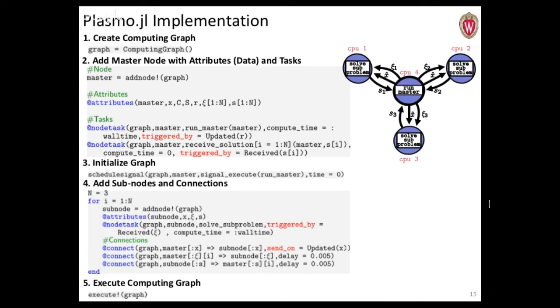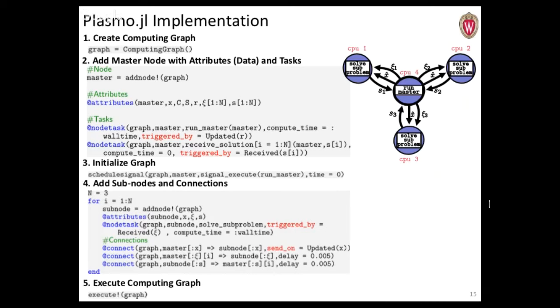So you'd create the computing graph. You would add your node. It's very familiar. The idea of adding attributes just means these are attributes that have special meaning. These are the attributes that can be communicated and will do things like trigger signals to nodes and edges. We can add tasks to nodes. So in this case, we can say, this master node, give it the task, run the master. You can give it arguments. Give it itself if you want to access information to that node.